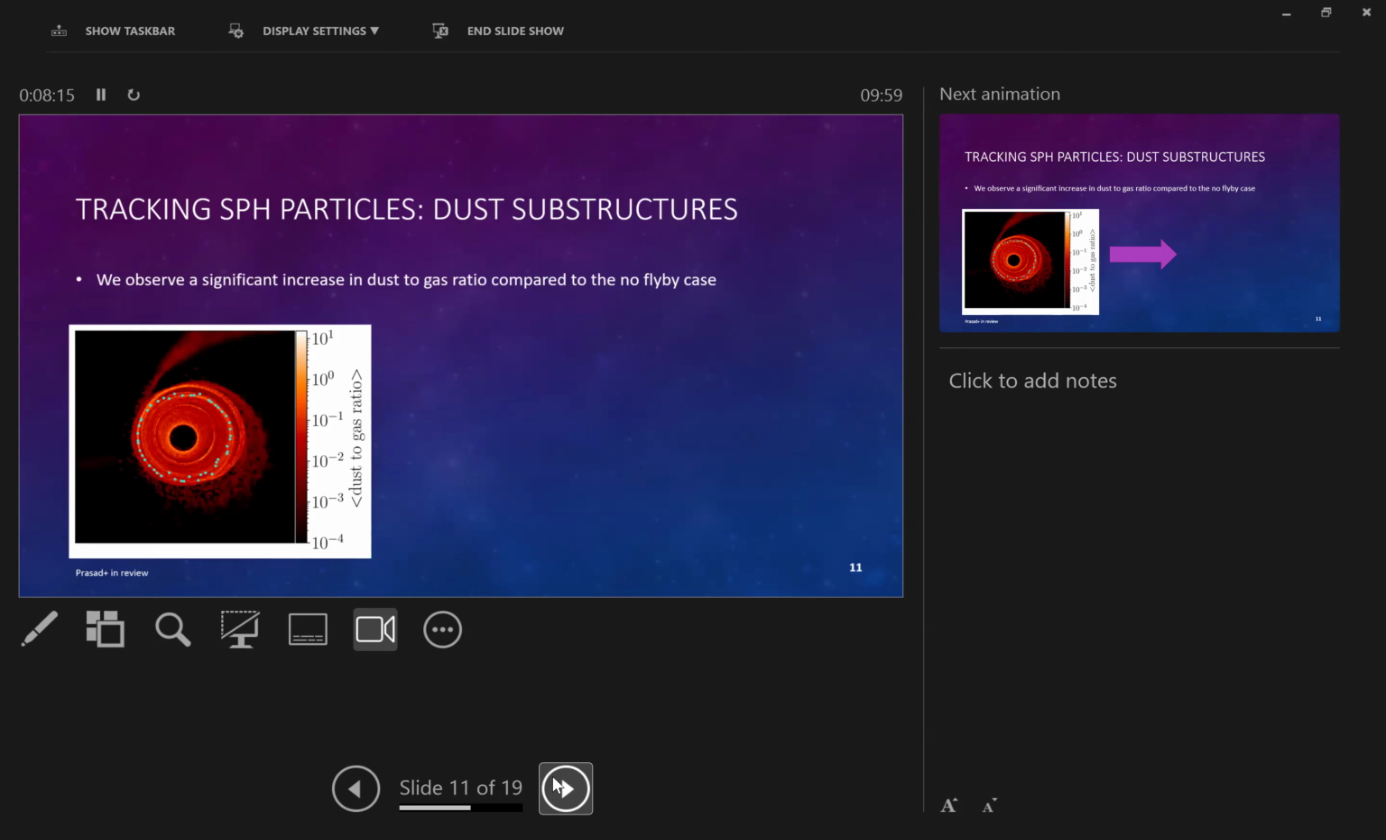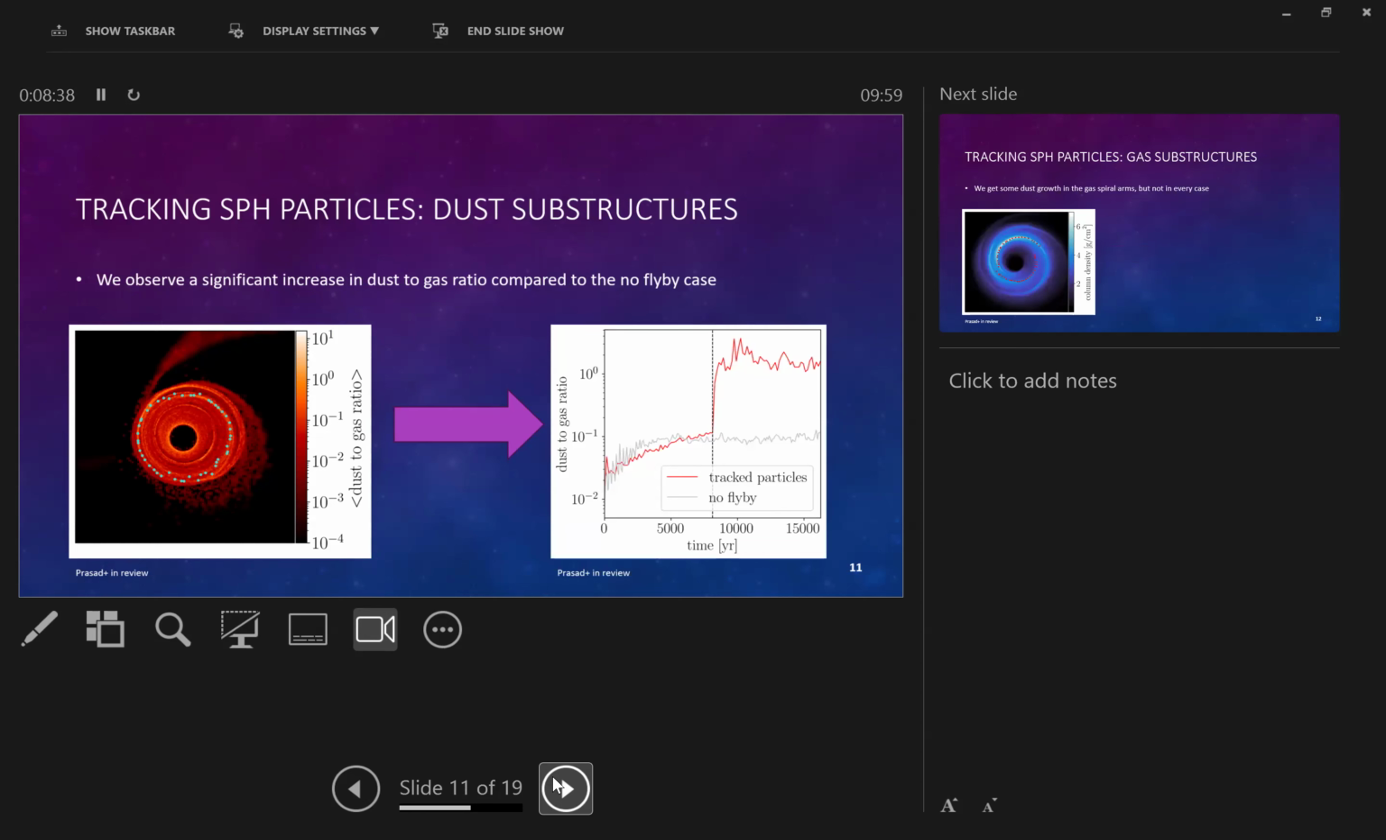So as we saw, the dust substructures are much longer lasting than the gas substructures. And so for that reason, we're going to be focusing first of all on dust substructures. And here we've got that prograde simulation again, and we saw those spirals in the dust disk. So I've selected 50 dust particles from within that spiral. And then I can look at what happens to these particles over the course of the simulation. And this is their dust to gas ratio over time in red. And we've got more than an order of magnitude increase in the dust to gas ratio. That dotted vertical line is the moment of periastron.